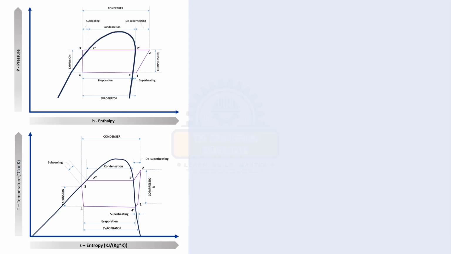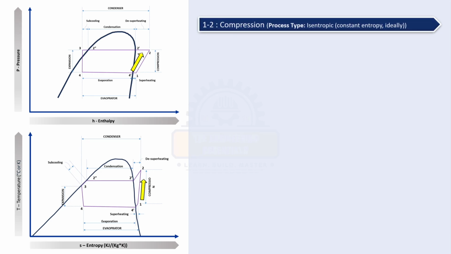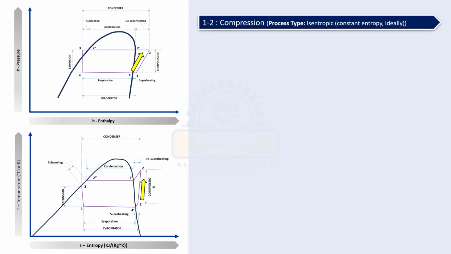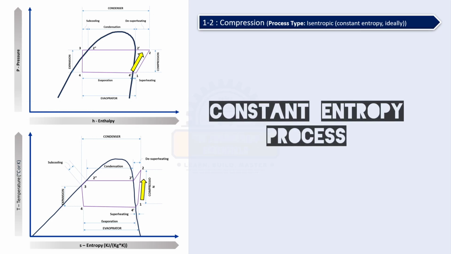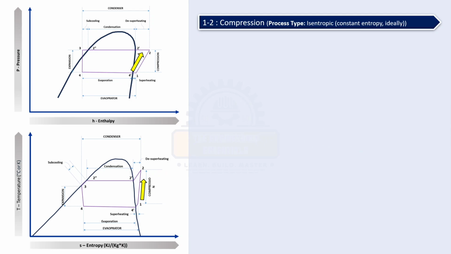So the process 1 to 2 is the compression process which takes place in the compressor. Ideally this process is a constant entropy process. So that's the reason you can see a straight vertical line on the TS chart. It is so ideally, but in the actual scenario it's not a complete straight line. It is slightly tilted.